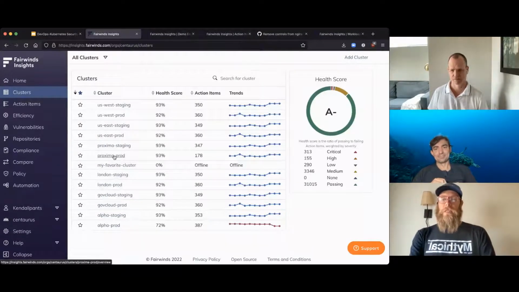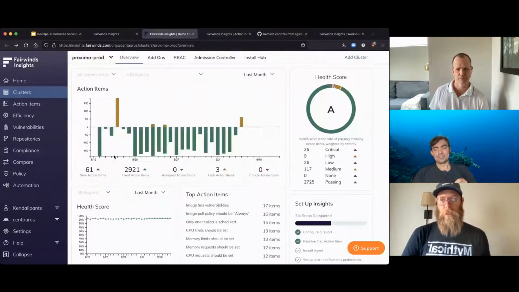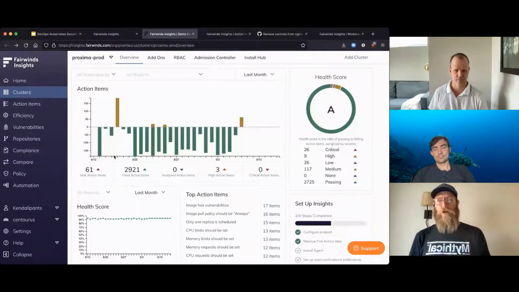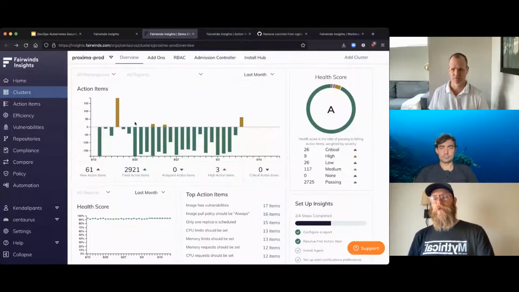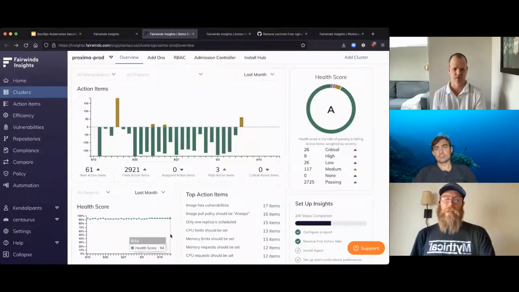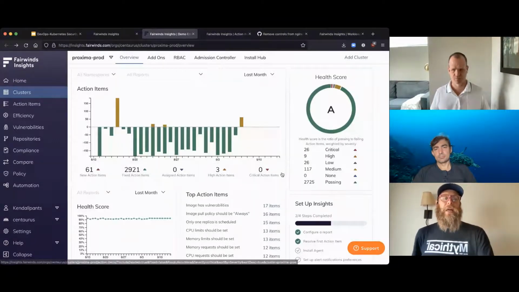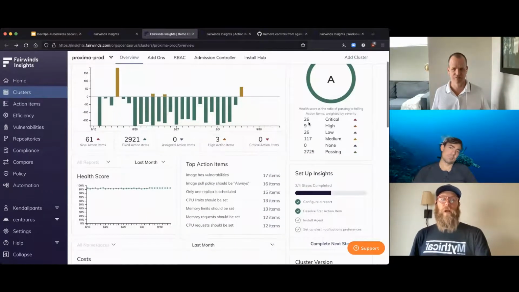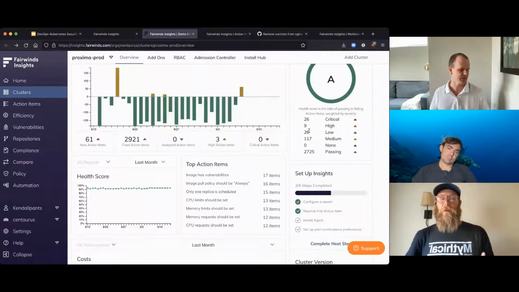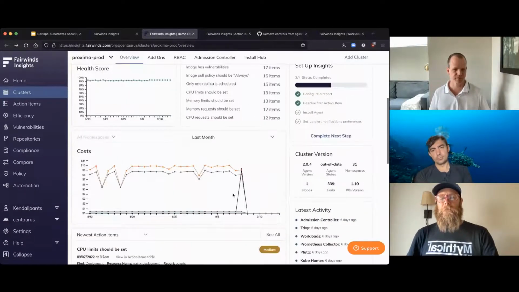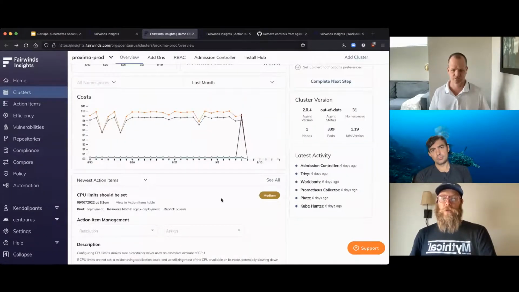You can click into any of these clusters, and I've got this open here. This is what that looks like. So the cluster overview, we're going to show you where action items were introduced into your cluster, where things have been removed over time. We track that health score over time, so you can see if you're doing better or worse. This cluster has a 94, so it's getting an A. And you can see we have a whole bunch of action items being tracked here, prioritized. 26 critical, 9 high, 26 low, 117 medium, and then a whole bunch that are passing. So this is a big overview of the cluster, including some cost management, which I'll get into shortly.